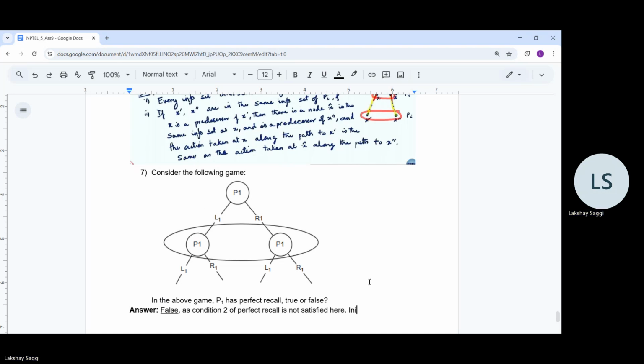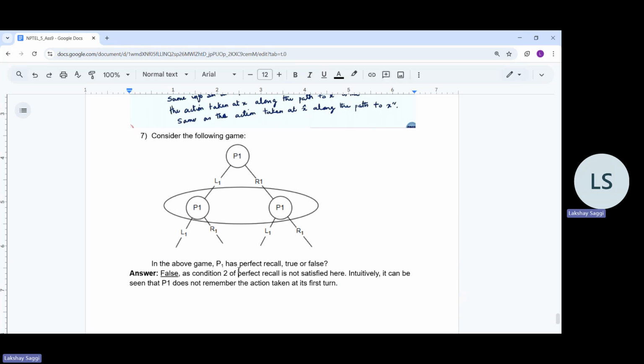So intuitively, it can be seen that P1 does not remember the action taken at its first turn. So it does not distinguish between L1 and R1.